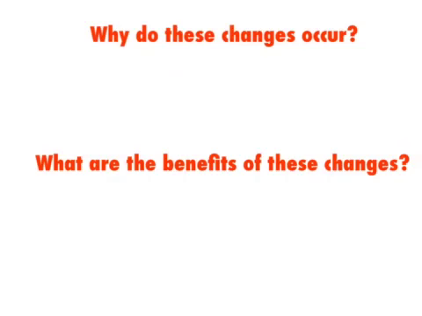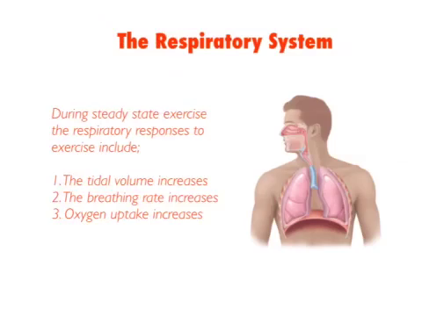The benefit of the cardiovascular system responses to steady state exercise are that the body is able to continue exercising without having a shortage of oxygen to the brain and the muscles, potentially causing the person to faint. The respiratory system. During steady state exercise, the respiratory responses to exercise include the tidal volume increases, the breathing rate increases, and oxygen uptake increases.